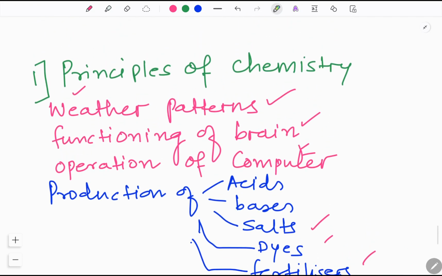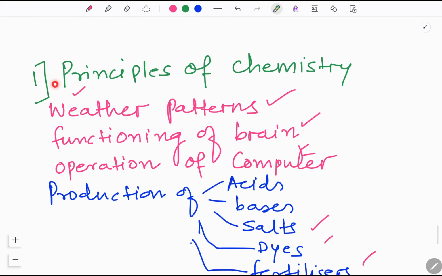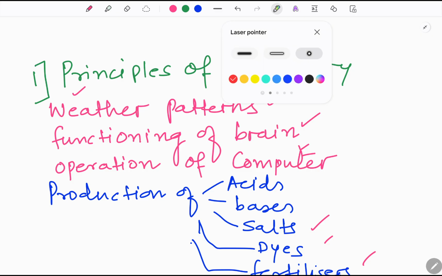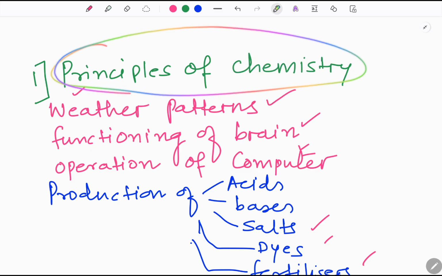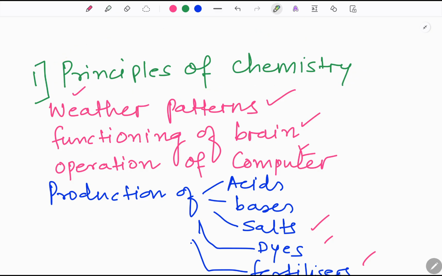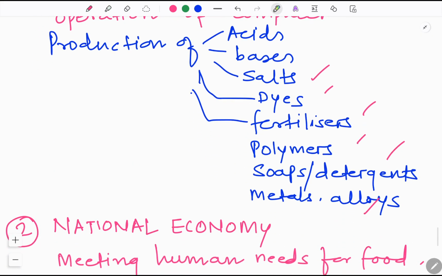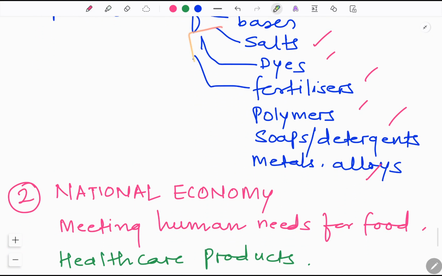So the first important point of chemistry is principles of chemistry. Okay, just a minute. So principles of chemistry is very important. Remember this. How are you going to use these principles? So this is the answer of that. You're going to predict the weather patterns. You're going to understand how the brain functions. You're going to understand how the computer works. You're also going to produce lots of chemicals like acids, bases, salts, dyes, fertilizers. This list is endless. You can write your own answers over here.